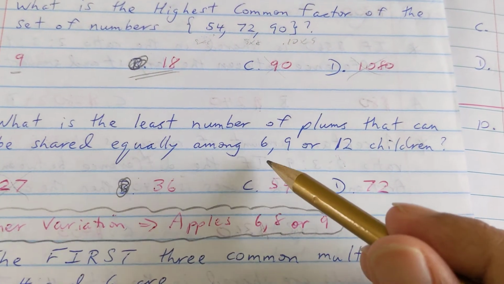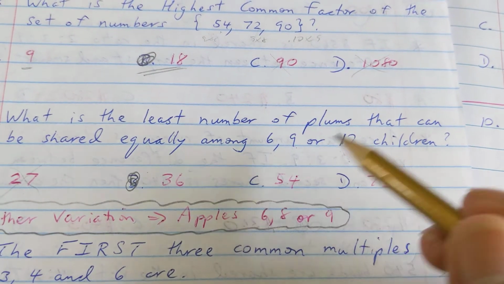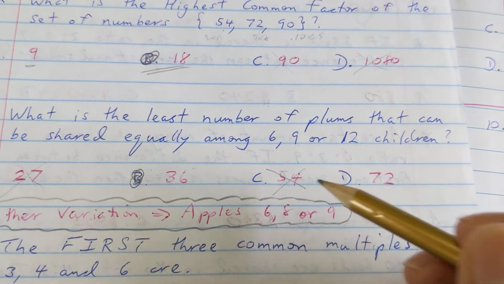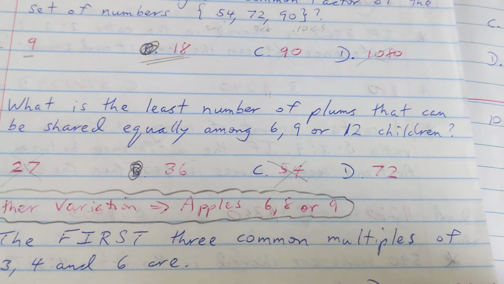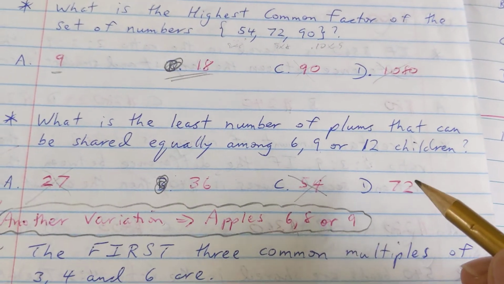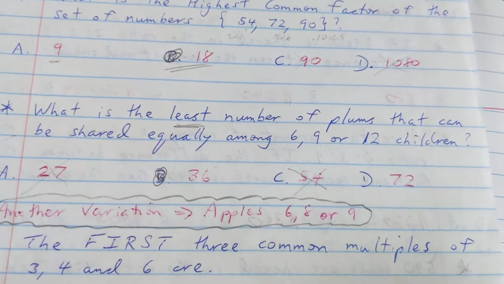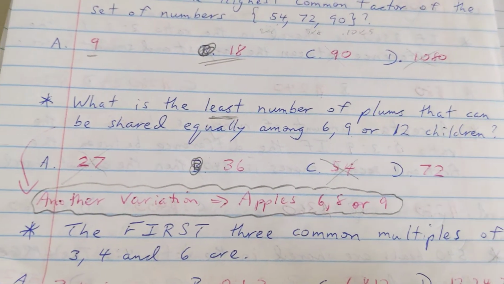Let me see why the others can't work. 6 could go into 54, 9 could go into 54, 12 can't go into 54, so that can't work because it wasn't a multiple of all three of them. And 72 could work as well, but it wasn't the lowest or the least. But you see where your table is very important.